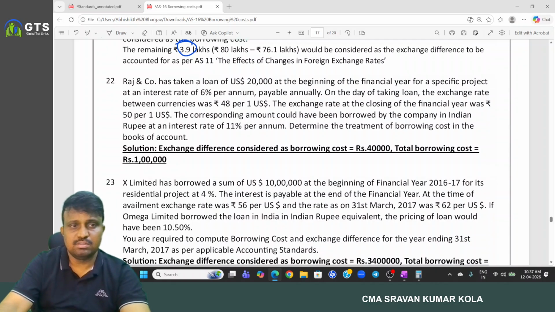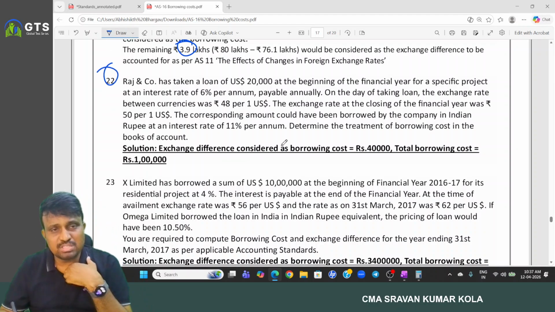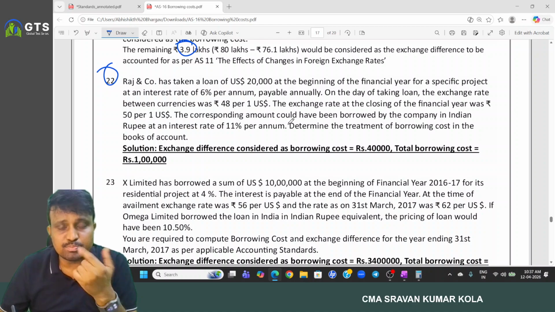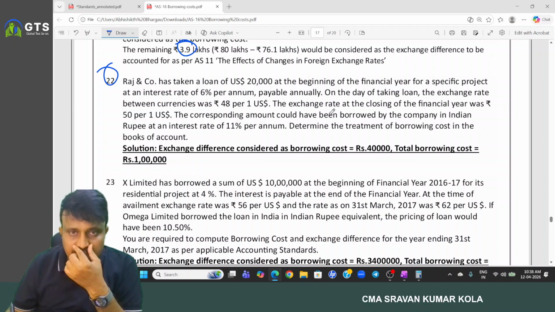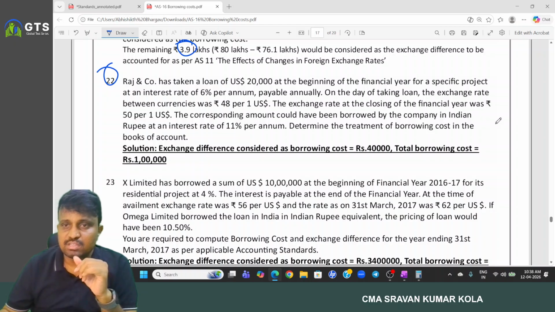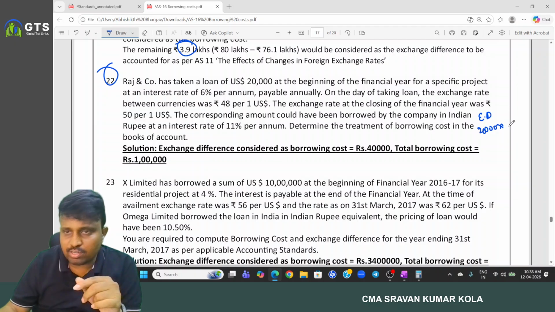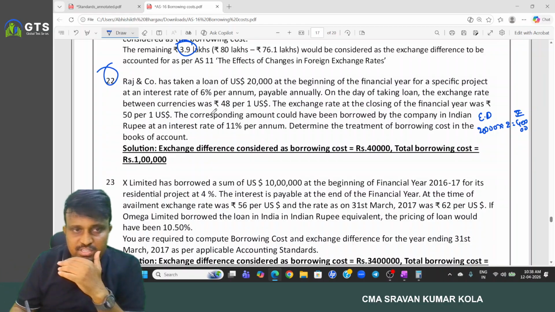Okay, coming to the second one, question 22. Raz and Co has taken a loan of US dollar 20,000 at the beginning of the financial year for a specific project at an interest rate of 6% per annum, payable annually. On the day of taking the loan, the exchange rate was 48 rupee per dollar, and the exchange rate at the end of the year is 50. What is the exchange difference we have? Total $20,000 into 50 minus 48, that is 2 rupee, nothing but 40,000. So 40,000 is the total exchange difference we have.